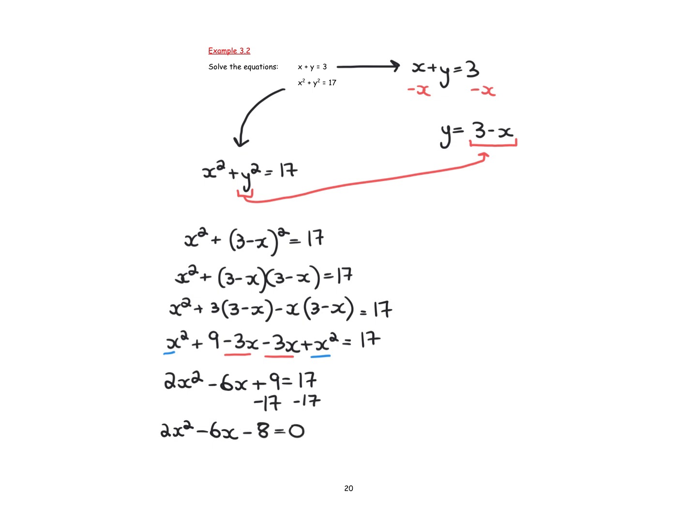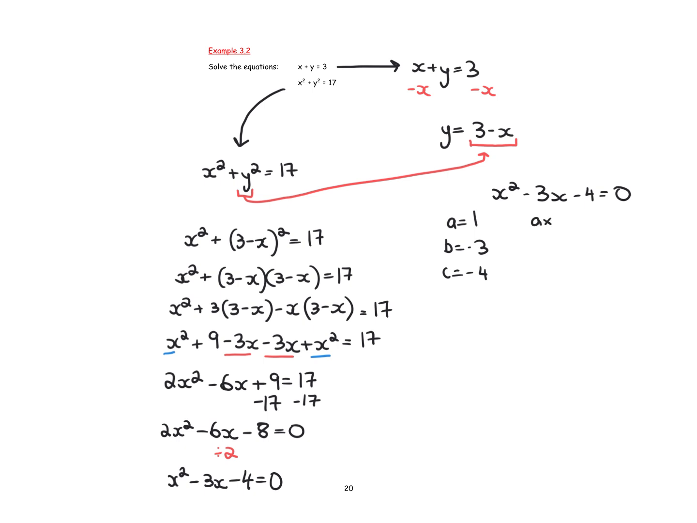As all of the terms here in the quadratic are a multiple of 2, we can divide everything by 2. So I'm going to divide the 2 by 2, the minus 6 by 2, and the 8 by 2, which will leave us with x squared minus 3x minus 4 is equal to 0. Now I have the quadratic x squared minus 3x minus 4 is equal to 0. Next, I have to solve the quadratic. I'm going to solve the quadratic by factors. So a here is 1, b is minus 3, and c is minus 4.